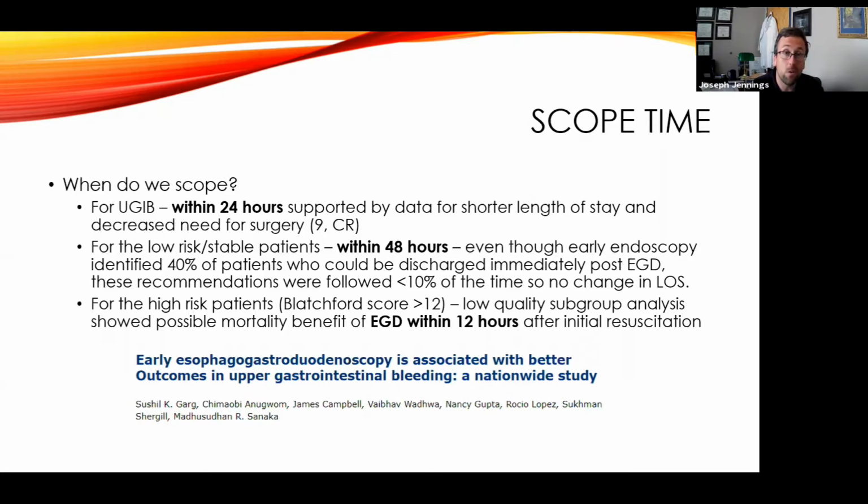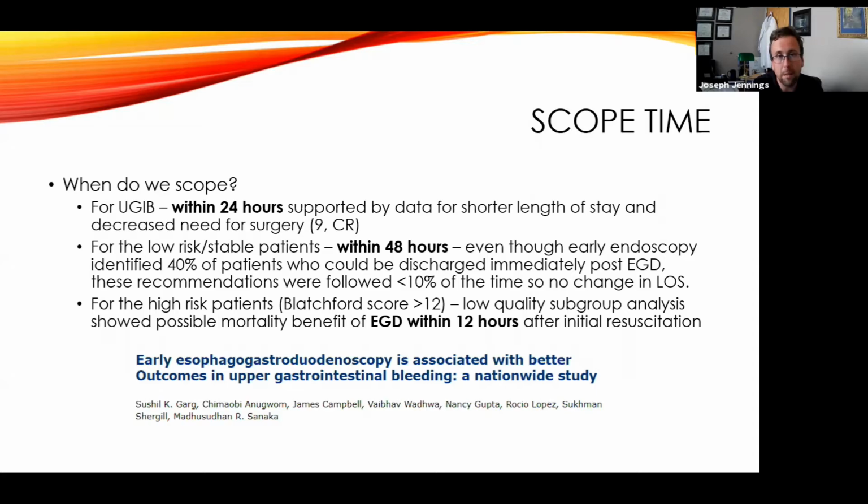And the studies have shown that most patients don't get discharged any faster, even if their endoscopies are pushed up. And studies have shown on the other end that pushing endoscopy too fast and too soon has negative outcomes in the patients because often we're sacrificing resuscitation time, which is really the most important thing.